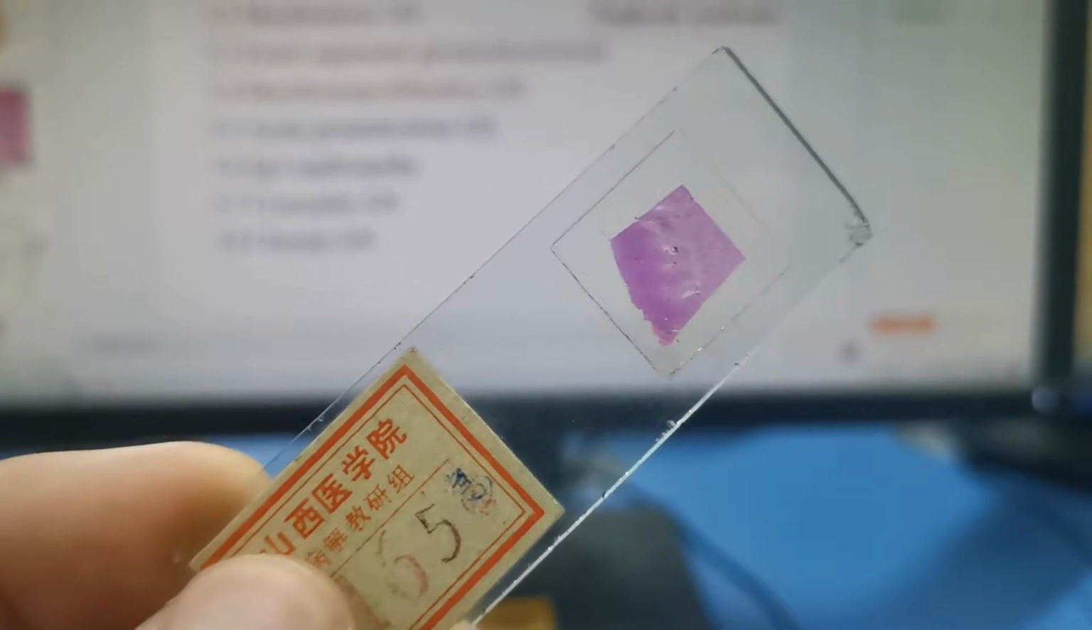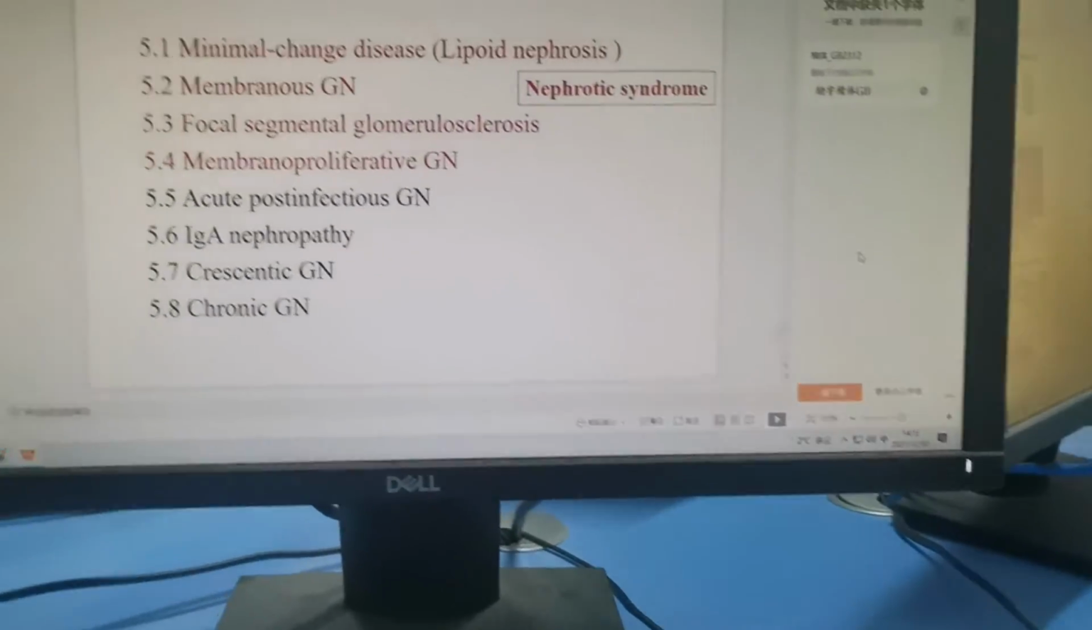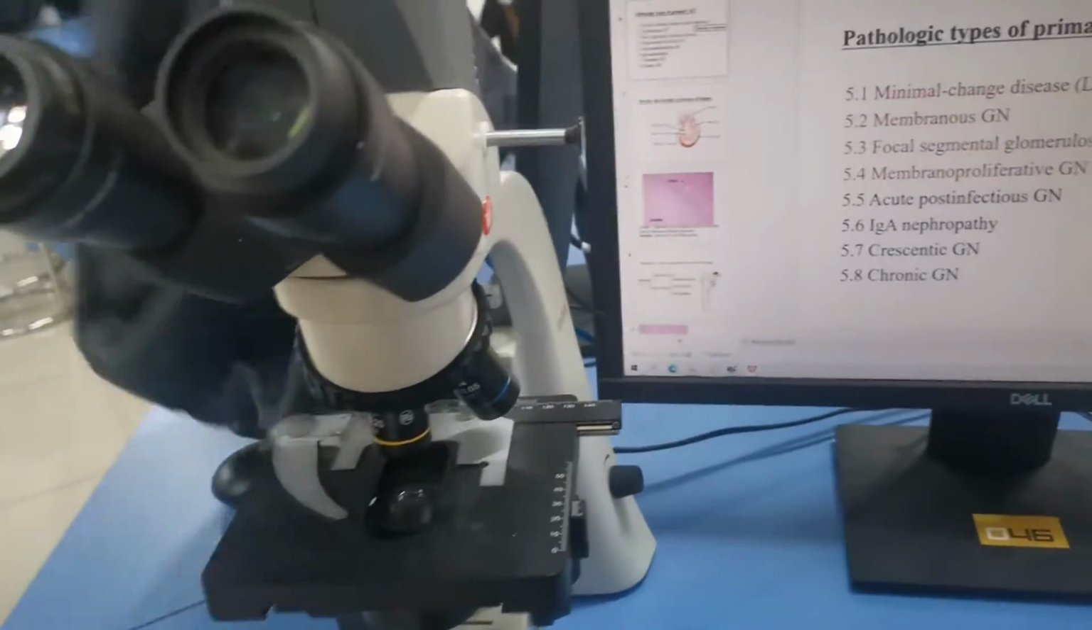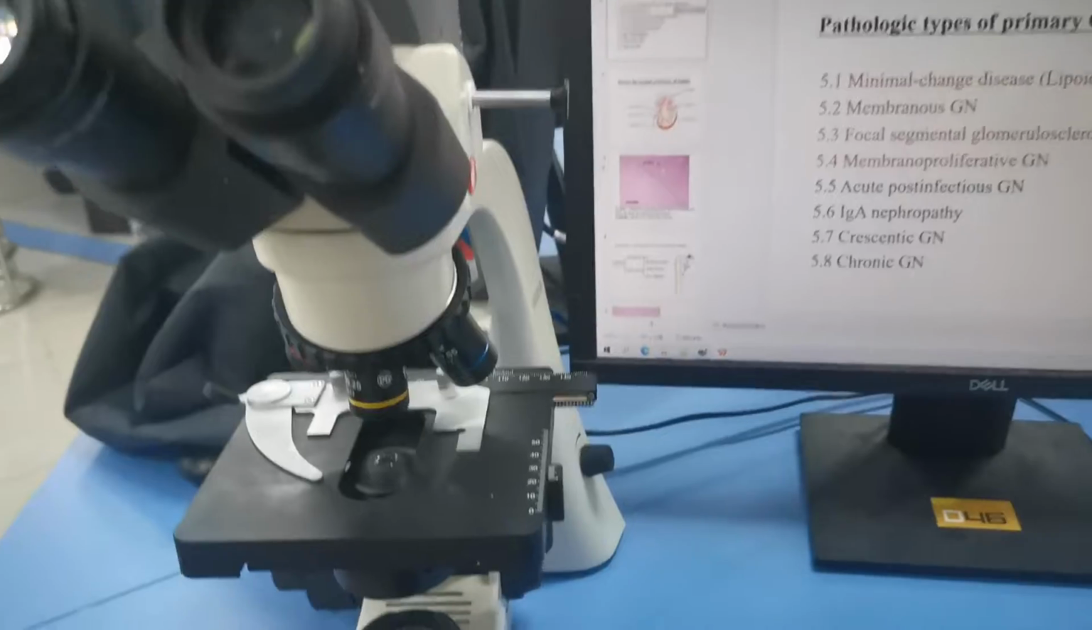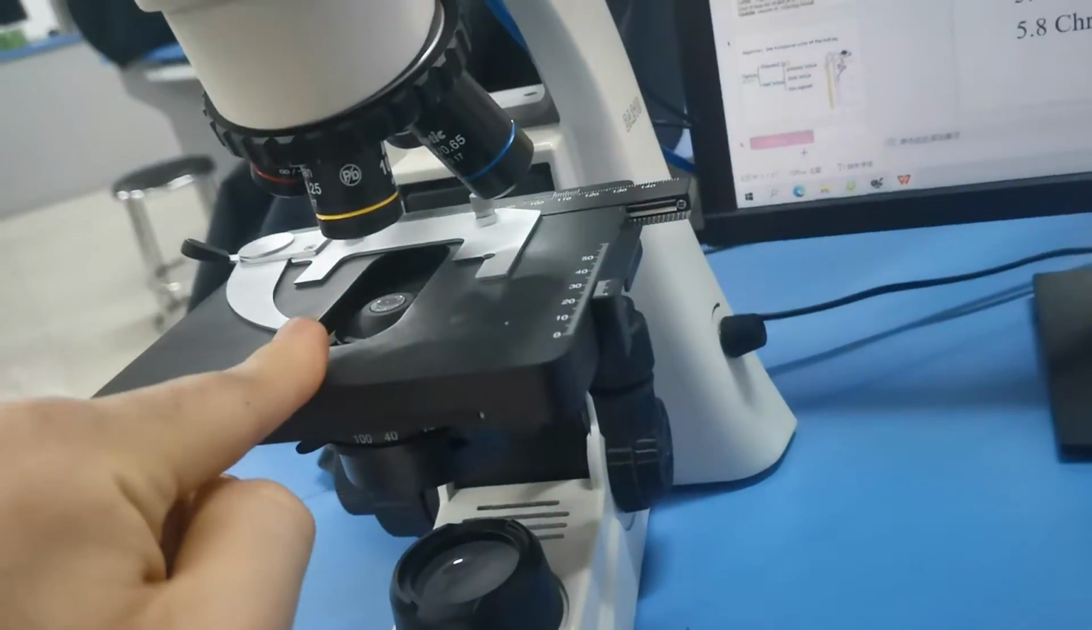Now I'm going to ask the leader of the class about the slides. What is the slide about? Then we'll show you and proceed with our work on the slides. The class takes a little time because students are coming. This is our microscope and we'll put the slide here.